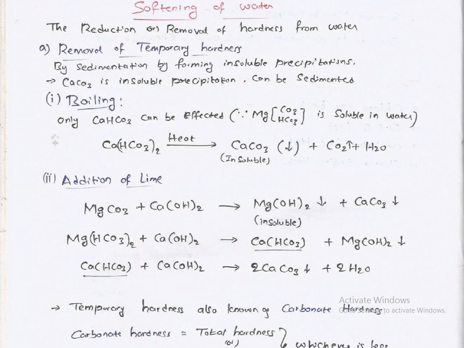Temporary hardness is also known as carbonate hardness. Carbonate hardness equals total hardness or alkalinity, whichever is less.